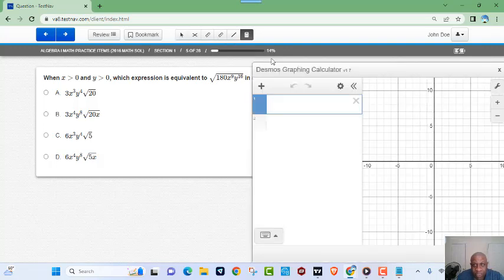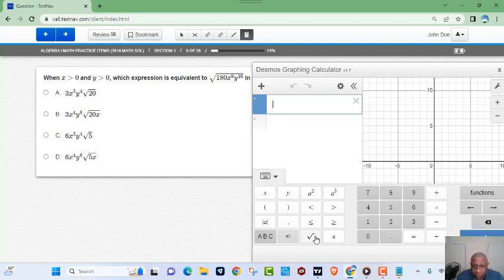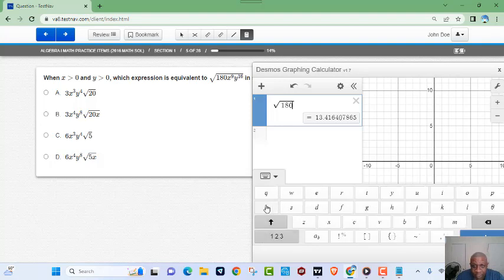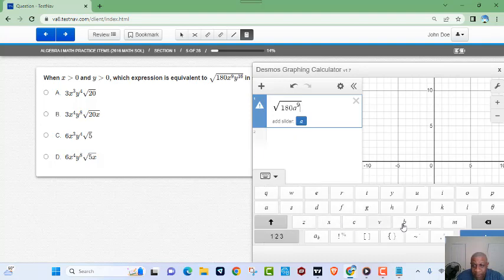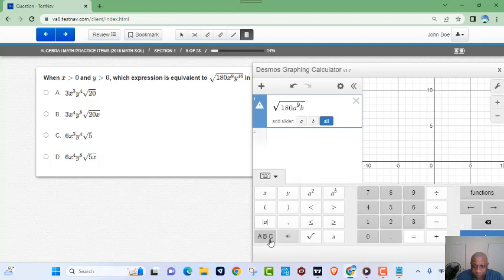All right, so let's head over to Desmos and take a quick look here. And then I'm going to put in my square root of 180. And what I'm going to do is, instead of using x and y here in Desmos, I'm going to choose different characters. You'll see why in a moment. I'm going to put in a to the 9th. And then instead of y, I'm going to put in b to the 16th.